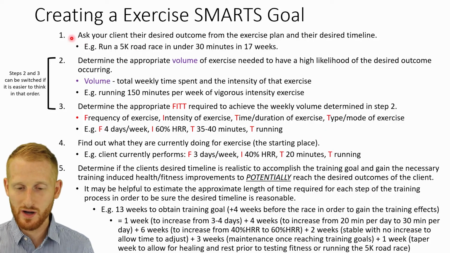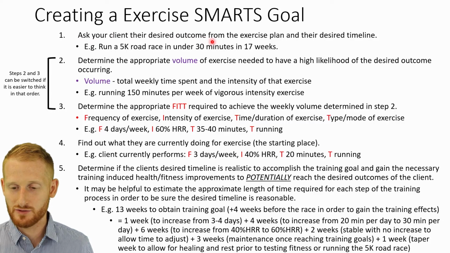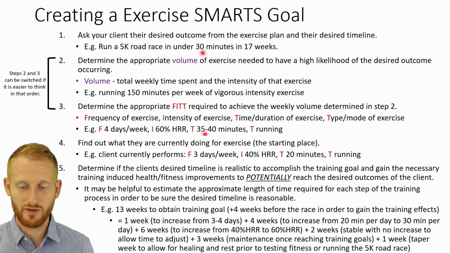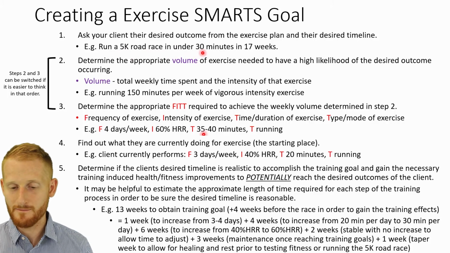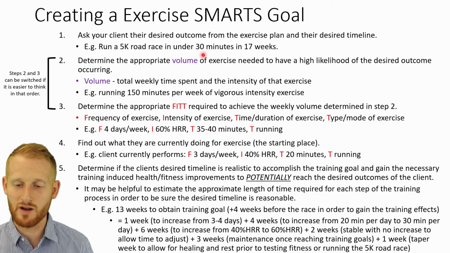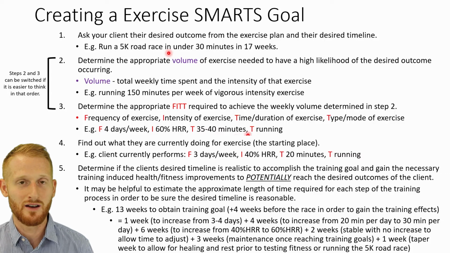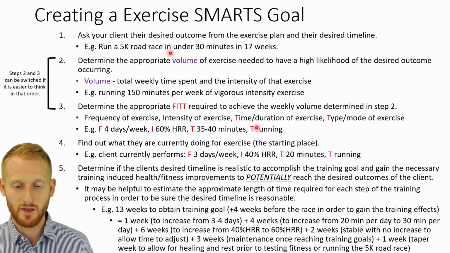All right, so number one here, ask your client their desired outcome and try to figure out a timeline for that. If somebody comes to you and says, I want to run a 5K road race in under 30 minutes, 17 weeks from now. In other words, they have a race already picked out, maybe a spring 5K race that they want to do, and they want to do it under 30 minutes. So figure out that desired outcome. That's your first step.